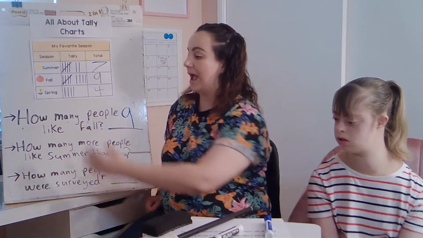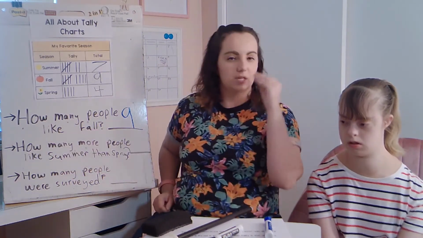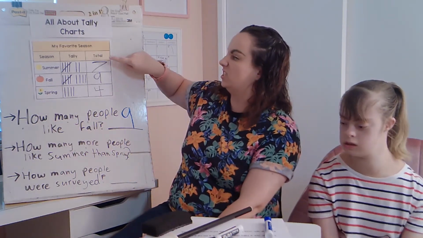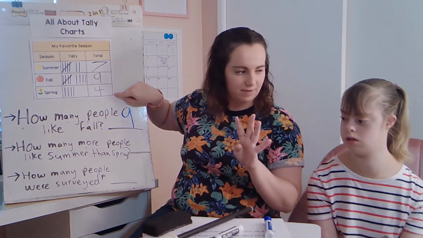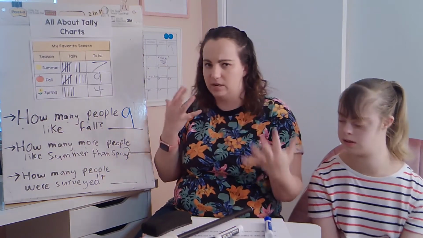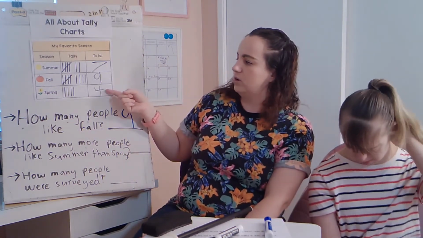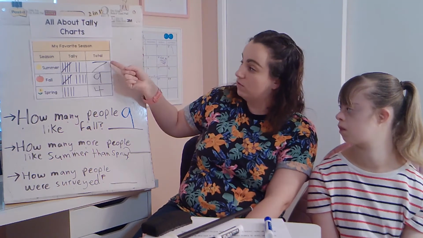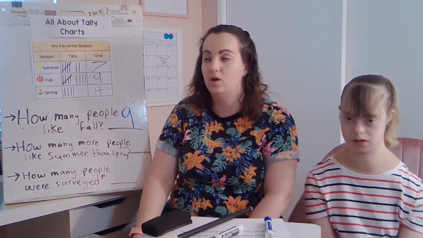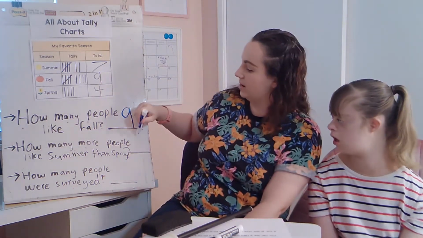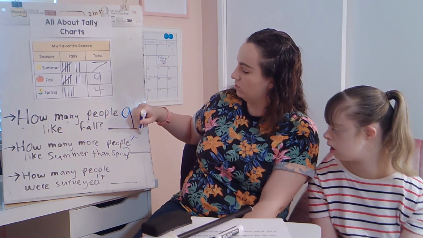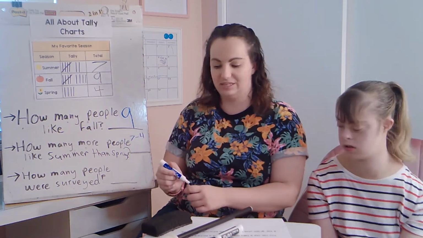When you see how many more, you need to think in your head, subtraction. You gotta find the difference. 7 people voted for summer, but only 4 voted for spring. They want to find the difference, okay? Spring was 4. How many more people voted for summer? So we need to do some subtraction here. We take the bigger number 7, and we're going to subtract the 4 votes for spring to find the difference.